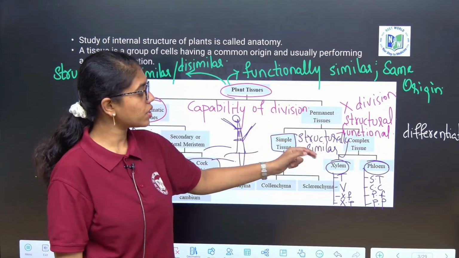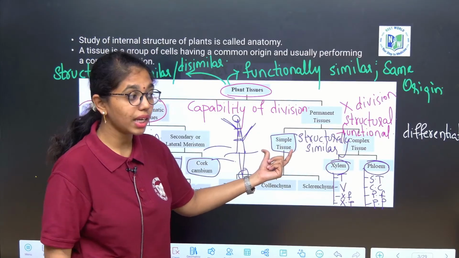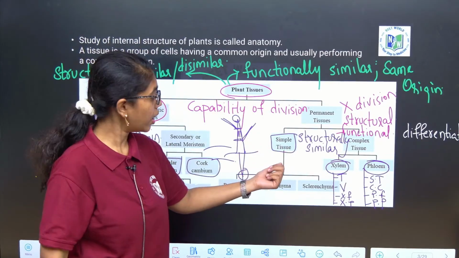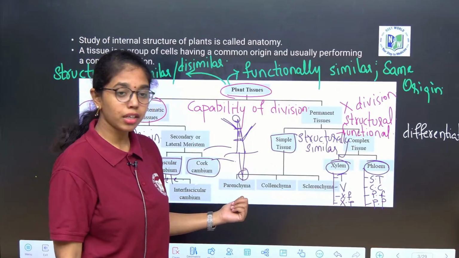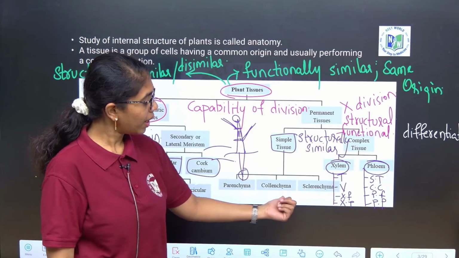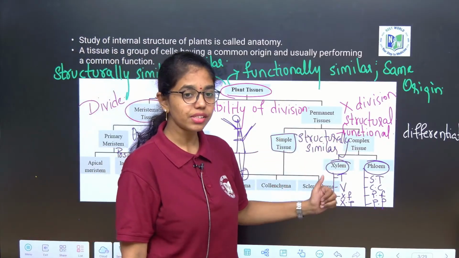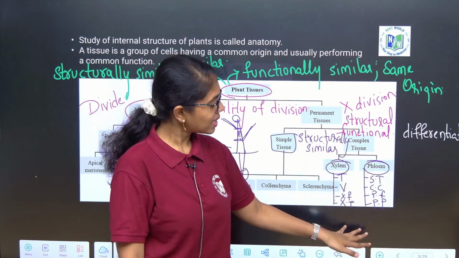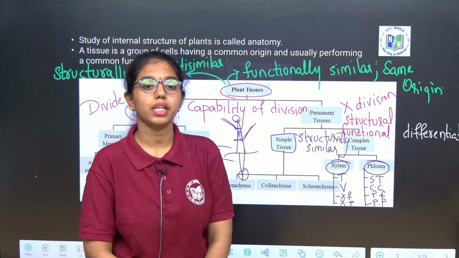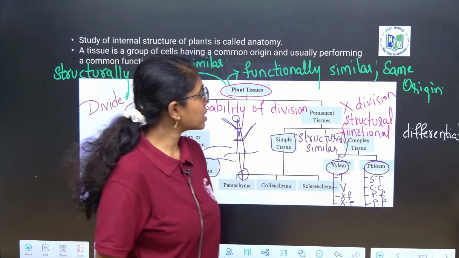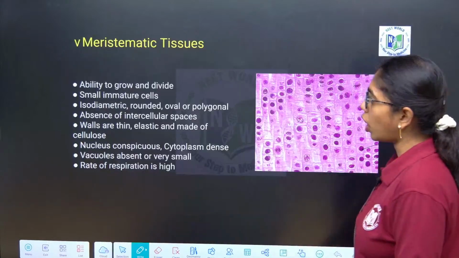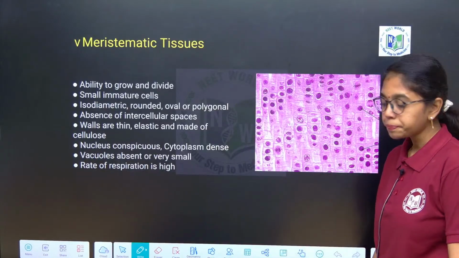Permanent tissues are based on whether the cells are structurally similar or dissimilar. You have simple permanent tissues as Parenchyma, Collenchyma and Sclerenchyma, and complex permanent tissues as xylem and phloem. These are the set of tissues which are present in angiosperms. Let us get into the detailed study of meristematic tissues first.